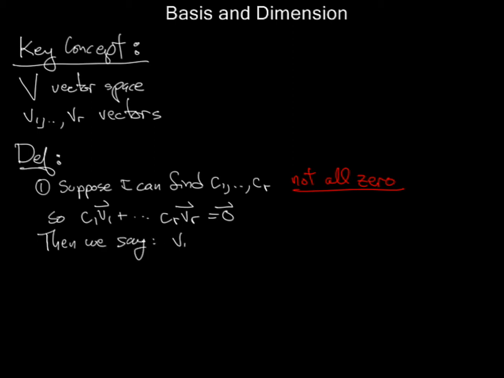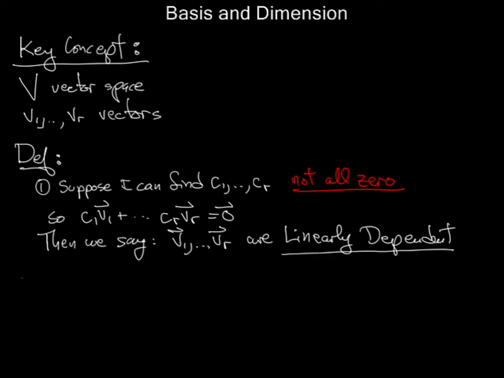Then we say that these vectors are linearly dependent. So there's a relation like this, the sum is equal to 0, and it's a non-trivial relation. At least one of those coefficients in that expression is non-zero. Well, the opposite case is the vectors are linearly independent. And, well, let's express that like this.